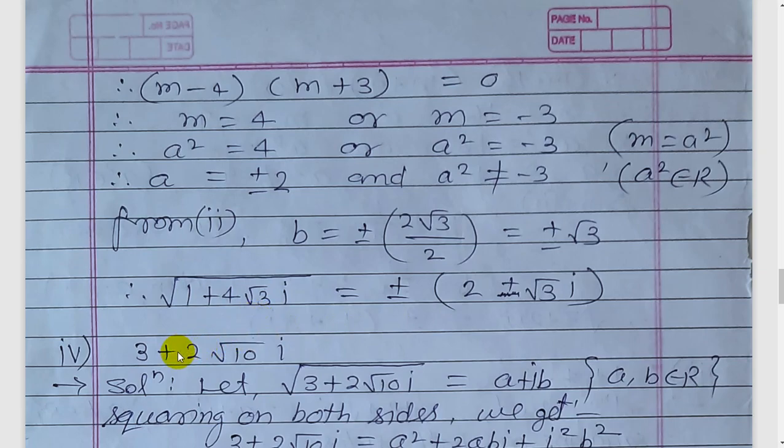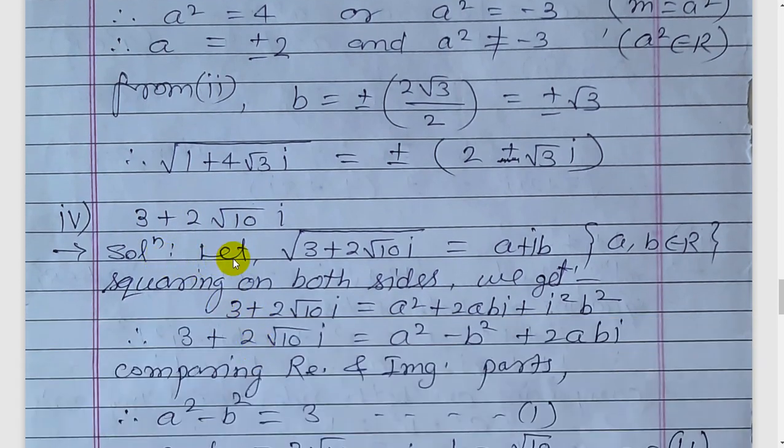Now the fourth one. It is also similar, 3 plus 2 root 10i, to find the square root of 3 plus 2 root 10i. Now see the solution. Let square root of 3 plus 2 root 10i equal a plus ib, a, b belongs to R. Squaring on both sides, we get 3 plus 2 root 10i equals a square plus 2abi plus i square b square. But i square is minus 1. So 3 plus 2 root 10i equals a square minus b square plus 2abi.